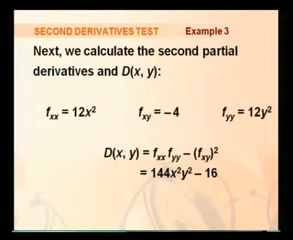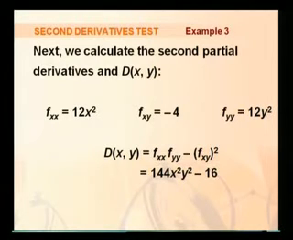First, if we check this condition for the first one, then fxx is equal to 12x square, fxy is equal to minus 4, and fyy is equal to 12y square. So D is equal to fxx into fyy minus fxy whole square, which is equal to 144 x square y square minus 16.